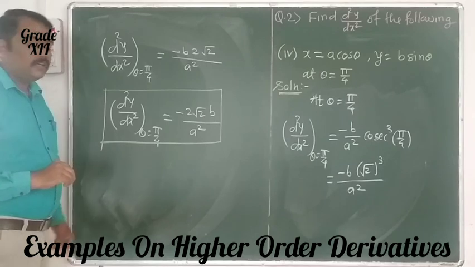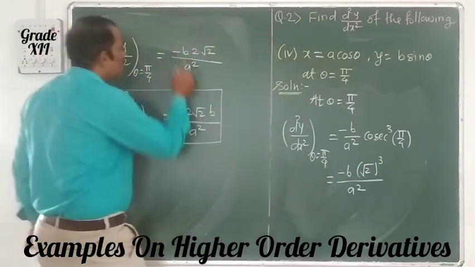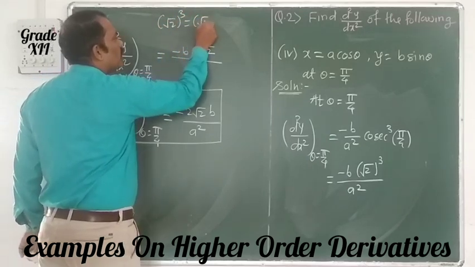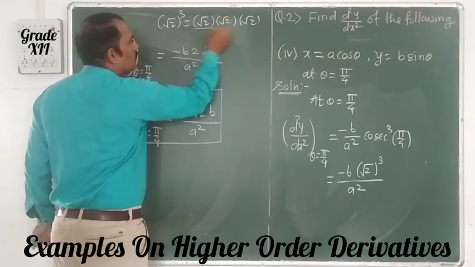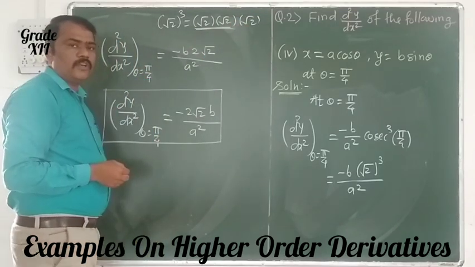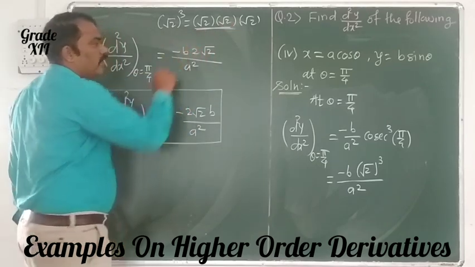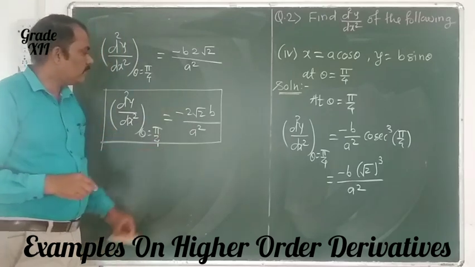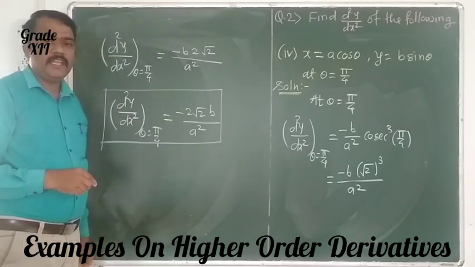This is the required answer. Root 2 cube can be written as root 2 bracket cube, which is nothing but root 2 into root 2 into root 2. This gives the square of root 2, that is nothing but 2 into root 2. That's why we get this value. This is nothing but minus 2 into root 2 into b divided by a square.